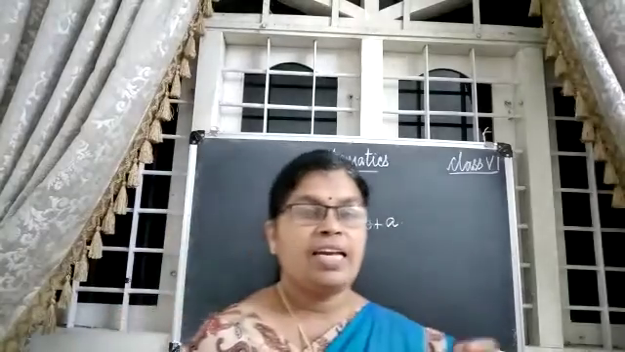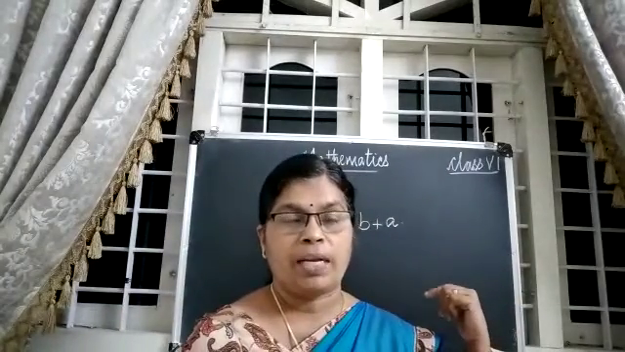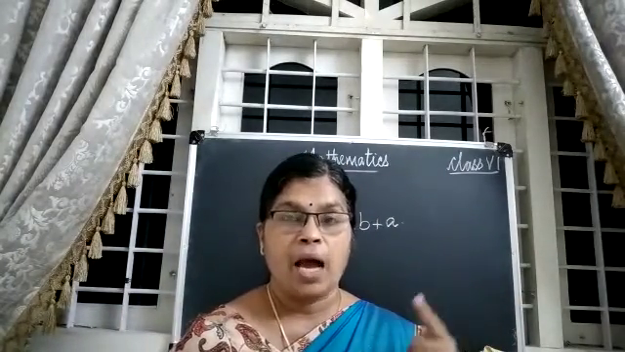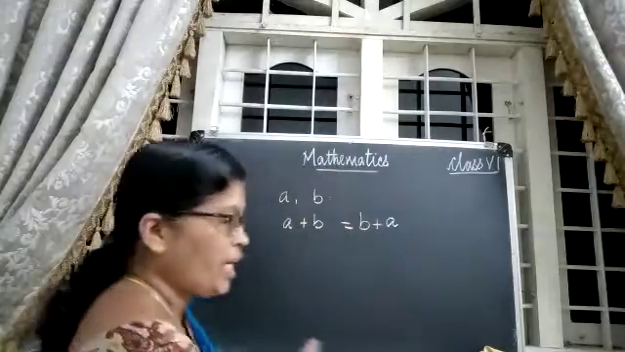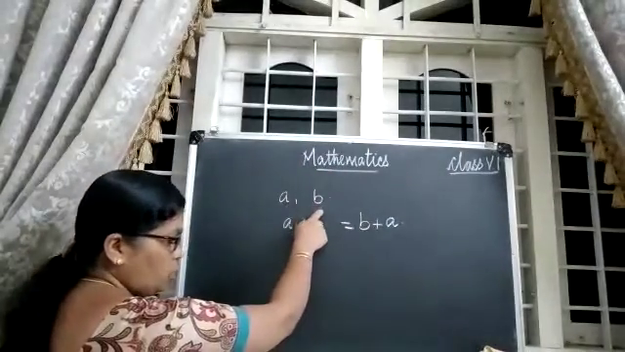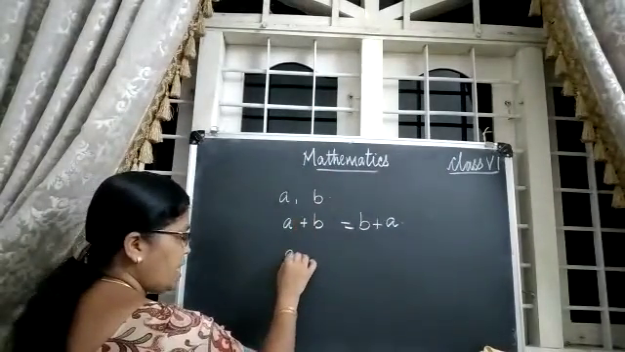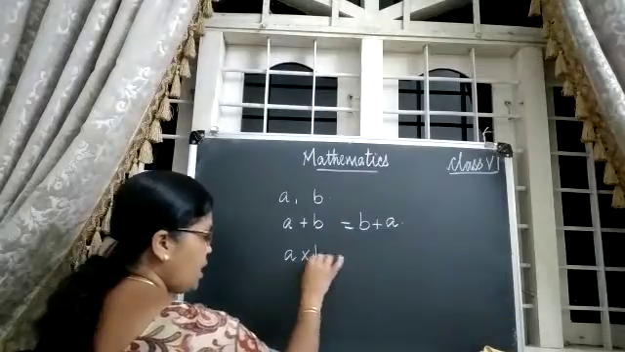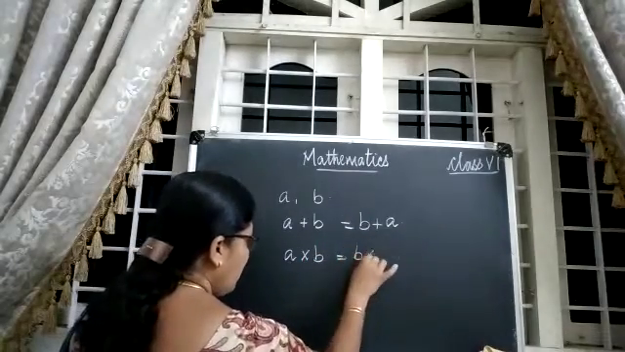Right? See, here this is also the commutative property. That is, if A and B are two whole numbers, then A plus B is equal to B plus A. Okay? Then similarly, how will you write the commutative property in multiplication? We can write, A and B are two whole numbers, then A into B equals B into A.